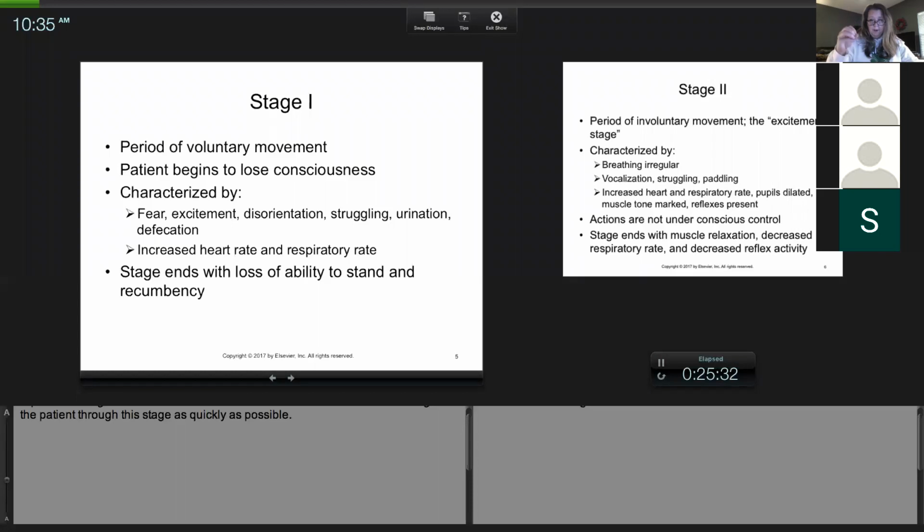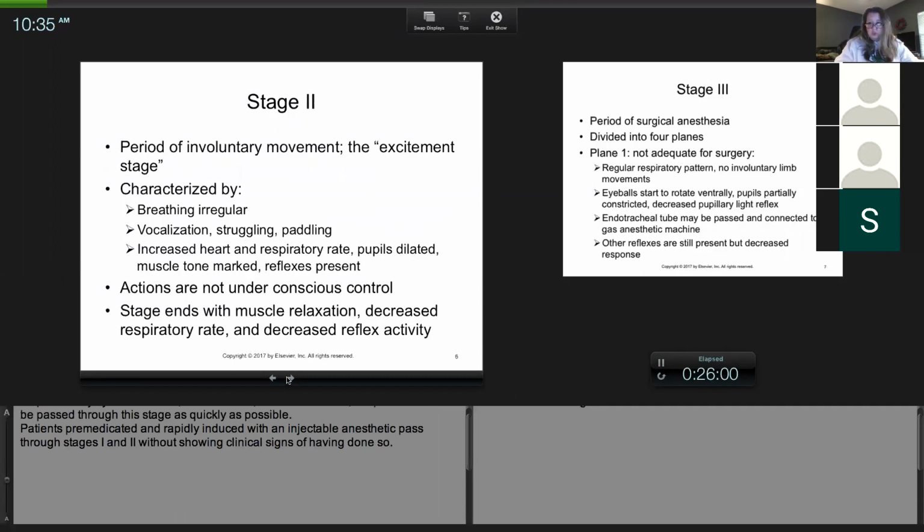But think about, I'm not really talking about a sedated patient. Right now, we're talking about going from awake to anesthetized or under general anesthesia, which is unconscious. So at the end of this stage, this would be like you starting to push the propofol in the syringe. They're sedated. They're going to start to lose their ability to stand and they're going to become recumbent. Now, stage 2, and I want you to know stage 2 should only be about 30 seconds to a minute.